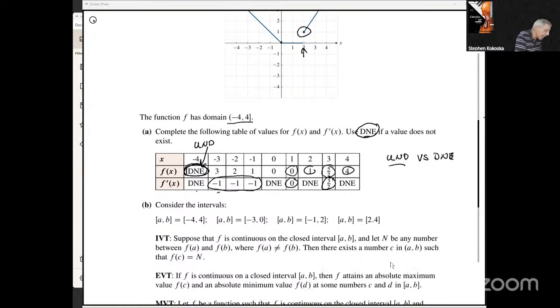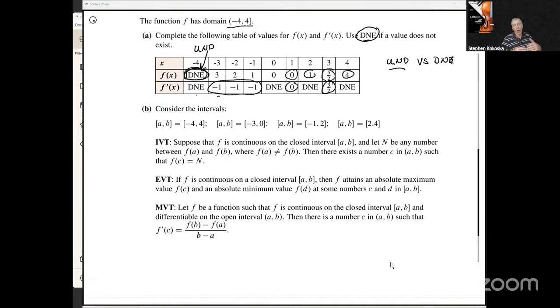Okay, I'm going to answer these questions on the problem set that we posted. But I'm going to do these in a little bit different order, maybe a more logical order, in my weird way of thinking about things. There were 4 intervals in question here that we wanted to look at: -4 to 4, -3 to 0, -1 to 2, and 2 to 4. And we wanted to examine the intermediate value theorem, the extreme value theorem, and the mean value theorem on those 4 intervals.